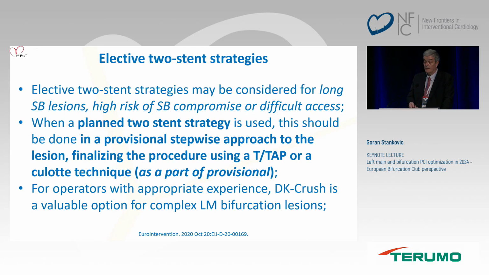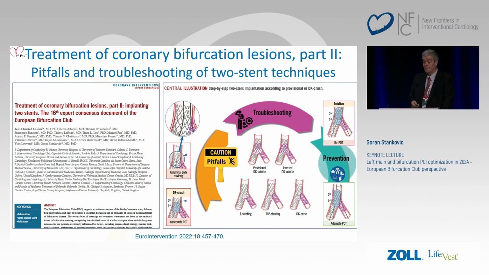Of course, for diffuse and long side branch disease and high risk of compromise or difficult access, we recommend an upfront planned 2-stent strategy, but again, we favor the provisional approach, finalizing the procedure with T-TAP or culotte. And for the left main, based on the available evidence, of course, we accept DK crush as a valuable option for operators with the appropriate experience. And we describe the steps in the second part of the 16th consensus document. I'm not going into details, but strongly suggest to read this because we really describe not only the steps, but also potential pitfalls and troubleshooting.